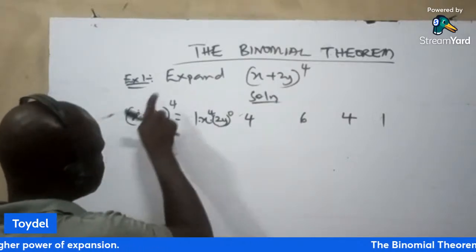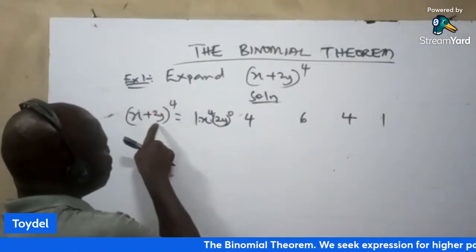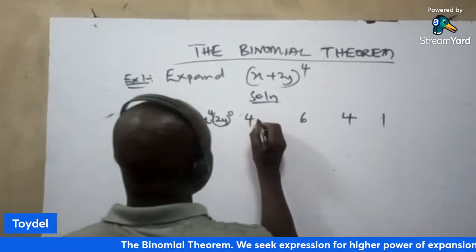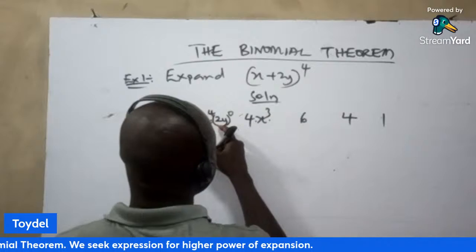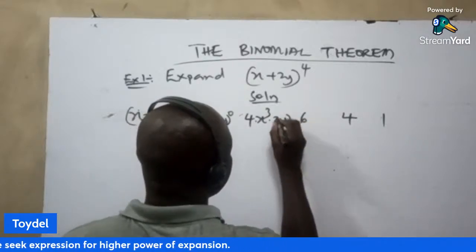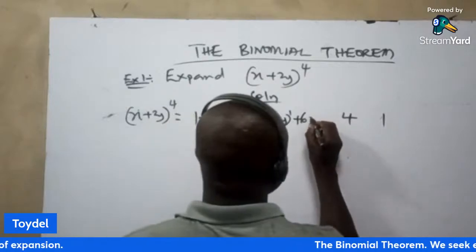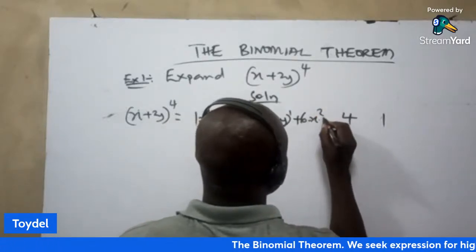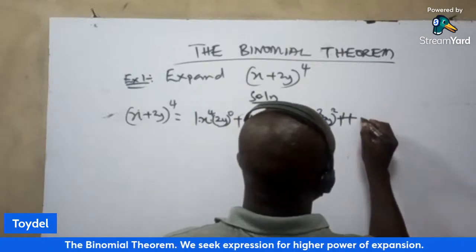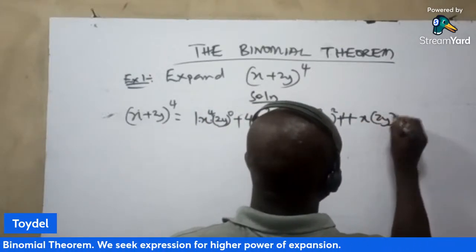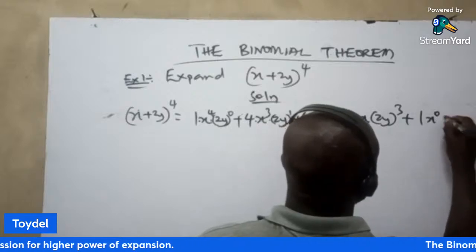The first term decreases with this power, while the second term increases with this power. Here I'm going to have x raised to power 3. That will decrease from 4 to 3, then this will increase from 0 to 1, 2y raised to power 1, plus I will have x squared, then 2y raised to power 2, plus x, 2y raised to power 3, then plus 1, x raised to power 0, 2y raised to power 4.